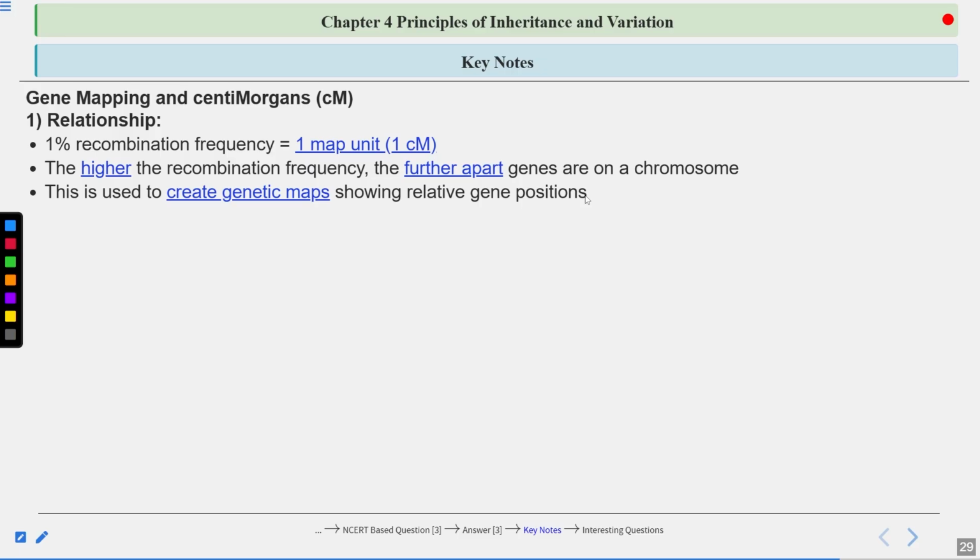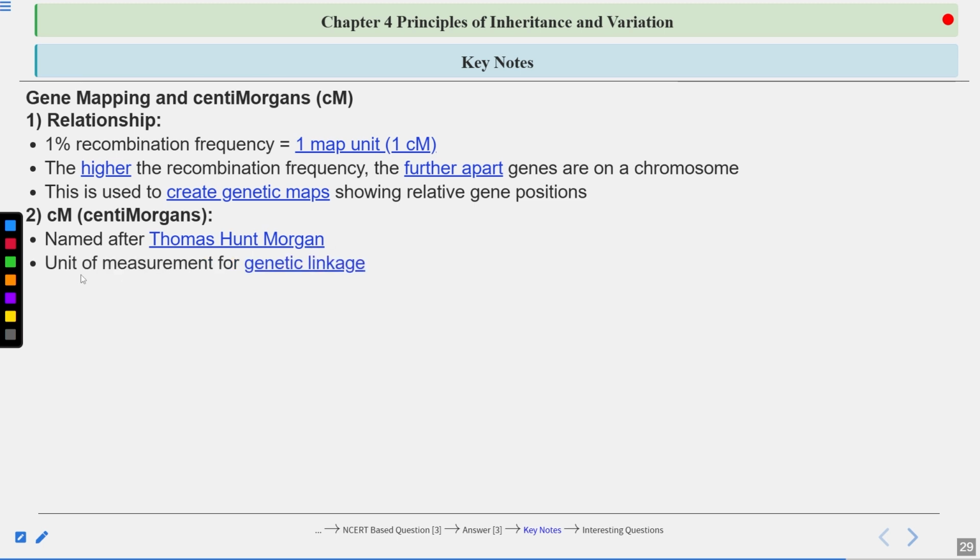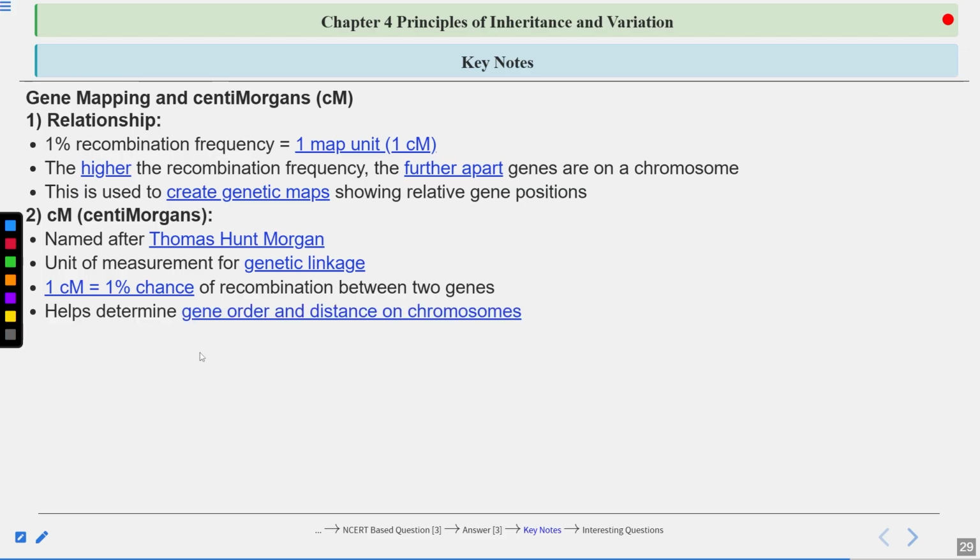So, genetic maps show relative gene positions, means position of one gene relative to the other. Okay, centimorgan. So, this was named after Thomas Hunt Morgan, T.H. Morgan. This is a unit of measurement for genetic linkage. Okay, 1 centimorgan is equal to 1% recombination frequency. Okay, clear? It helps to determine gene order and distance on the chromosomes. Okay, and using this, genetic maps are produced.